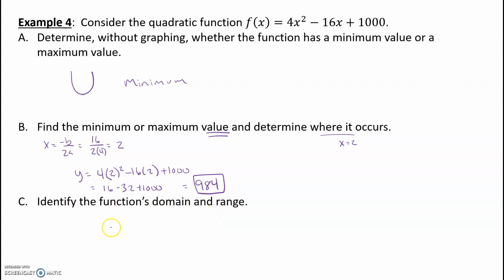Identify the function's domain and range. Now, I like to do this from an actual graph, so you can just do a rough sketch. We know our vertex is at 2, 984. Definitely a rough sketch. We know it's opening up. So domain is all real numbers, negative infinity to positive infinity. Now your range, your lowest y value is 984. Remember, we use brackets, and we're going all the way to positive infinity.